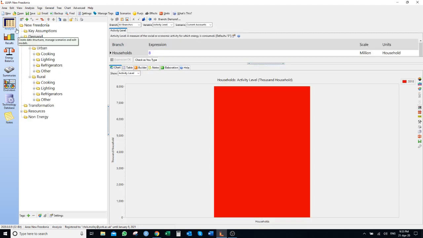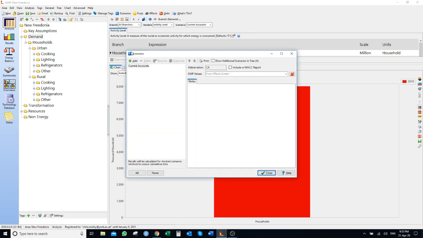On page 16, we have the second part of our household analysis. We're now going to create a forward-looking scenario for the period 2011 to 2040. This is going to look at how household energy demand is going to evolve over time under current policy conditions. First, we need to create a scenario for the baseline. To do that, we click on Scenarios. We're going to add a new scenario under Current Accounts called Baseline.